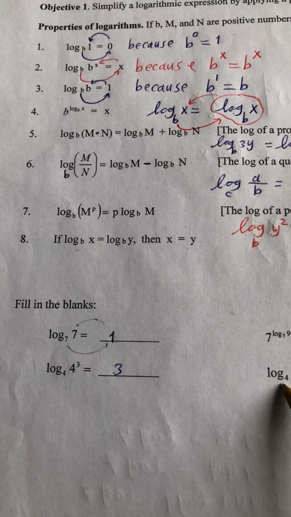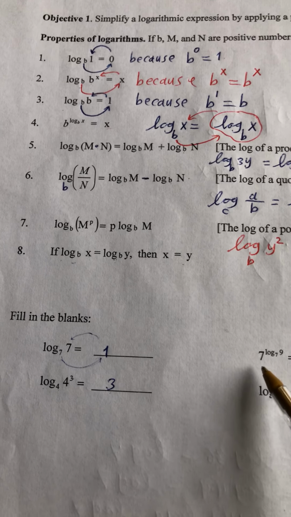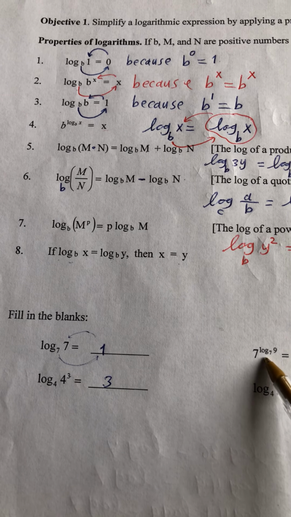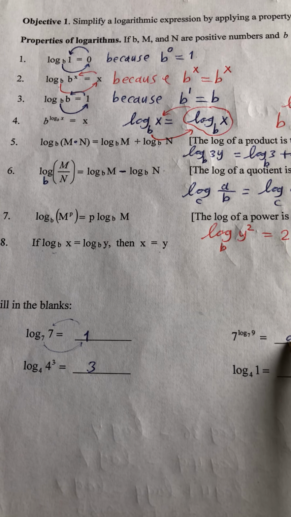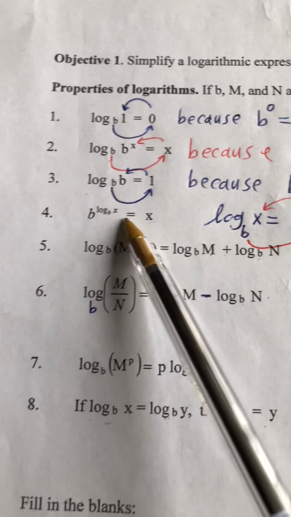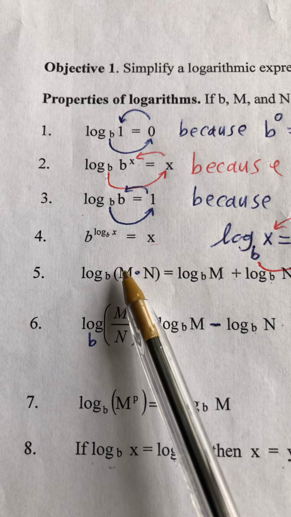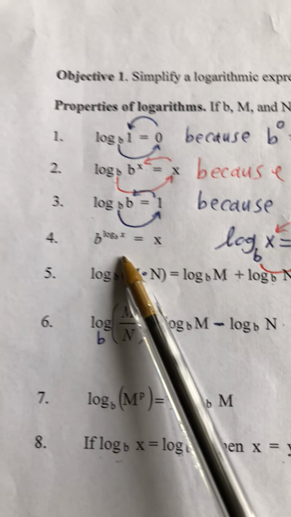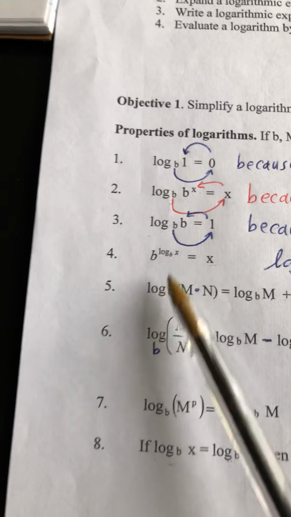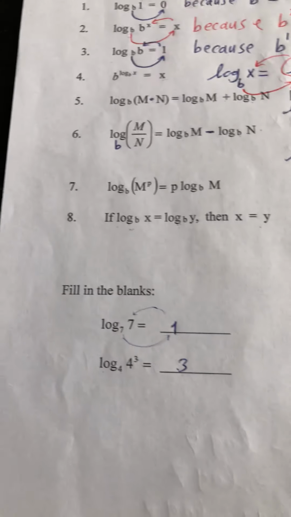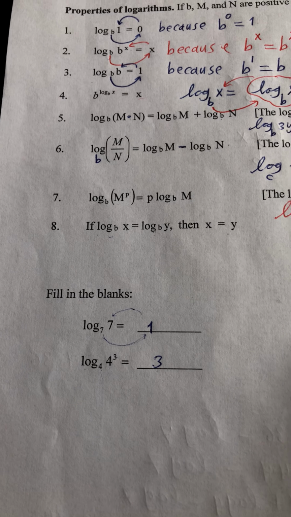Log 1 for any base equals 0 by property 1. Now 7 to the power log with base 7 of 9 equals 9. Use property 4. So here b is 7 and x is 9, by property 4. Or 7 is cancelled with 7, so we get 9.